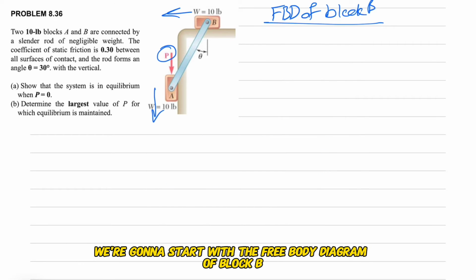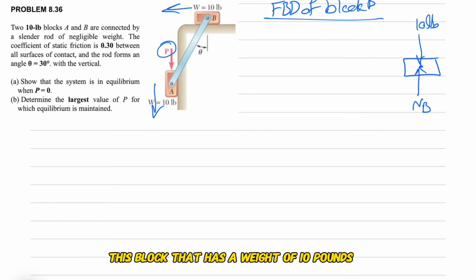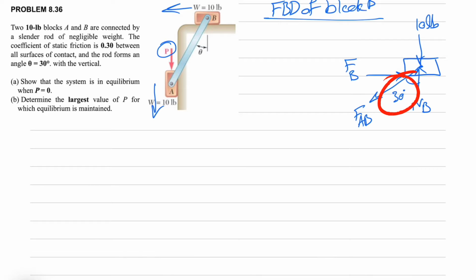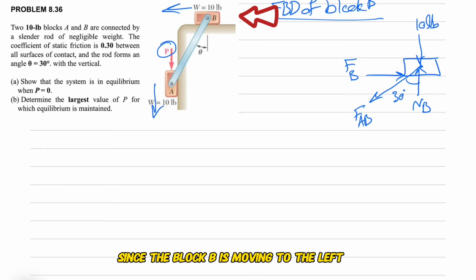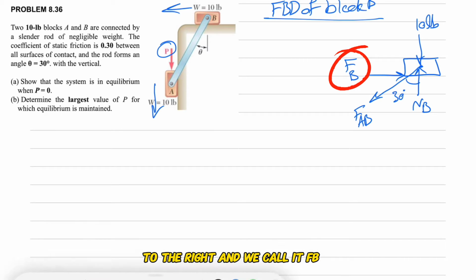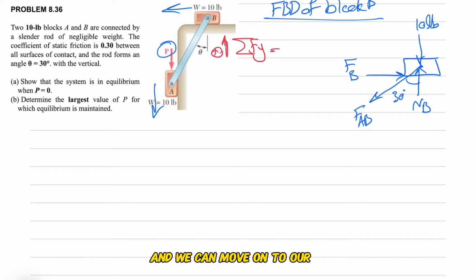As always, we start with the free body diagram of block B. We have this block with a weight of 10 pounds, the normal force NB, and the force FAB from the rod. This angle we know is 30 degrees. Since block B is moving to the left, our friction would be to the right, and we call it FB. That would be all the forces we have.